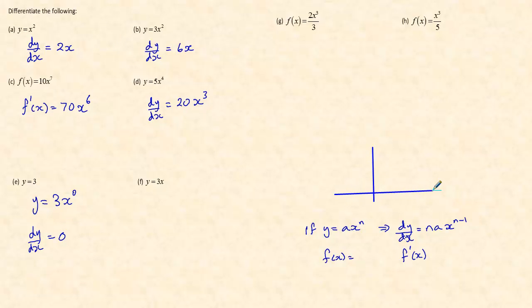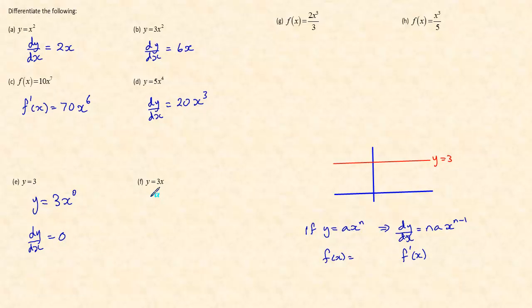Now another way to look at that is to consider the line y equals 3. It's a horizontal line and therefore its gradient is 0. So we would expect the gradient function to be 0.